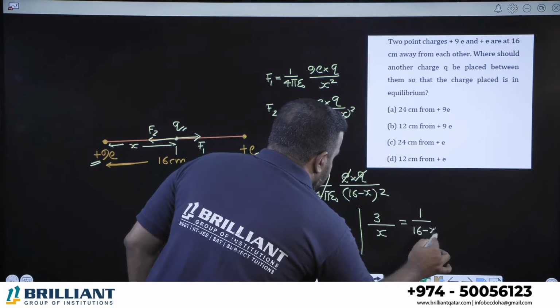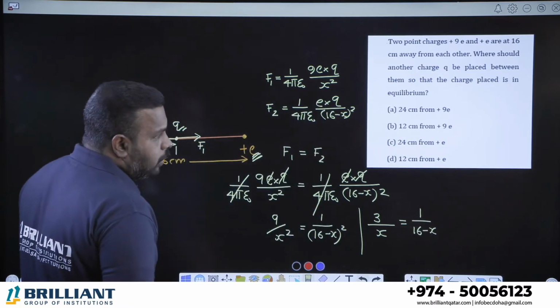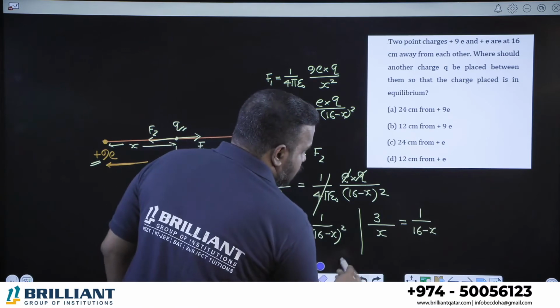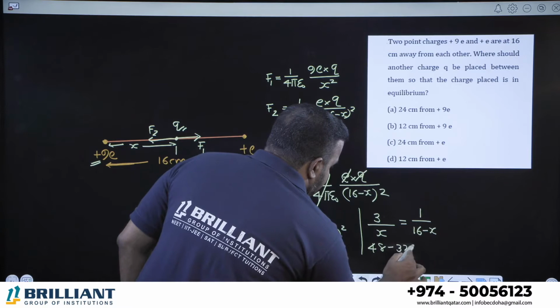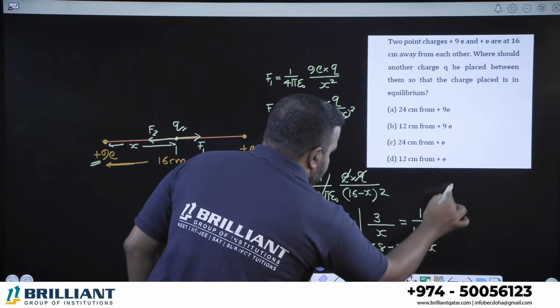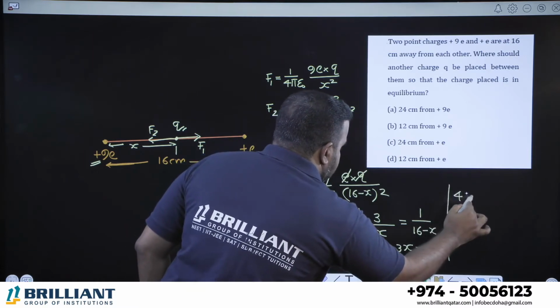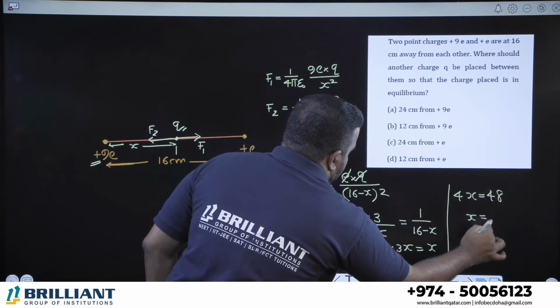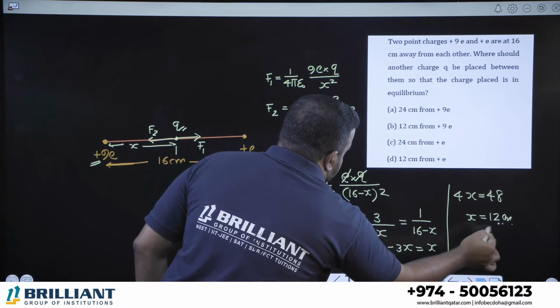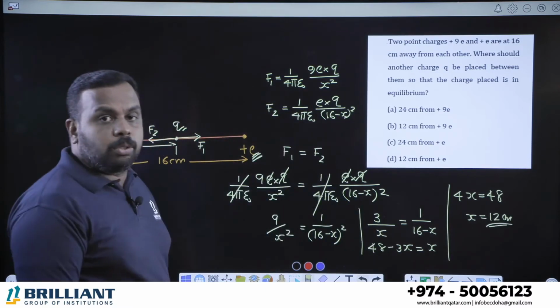What we have to find? We have to find the value of x, right? Cross multiply, get 3 into 16 minus x, that is 48 minus 3x is equal to x, that is 4x is equal to 48, x is equal to 48 by 4, that is equal to 12. So 12 centimeter, that's the value of x. x is equal to 12 centimeter.